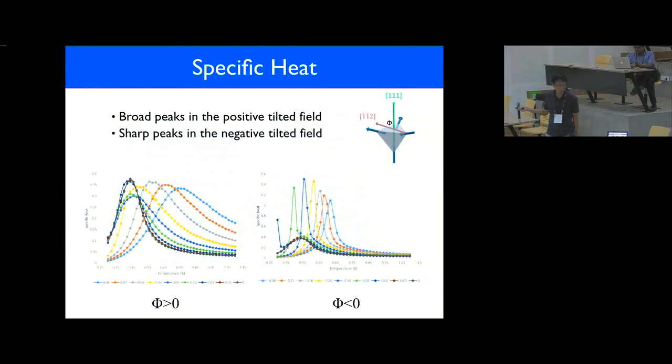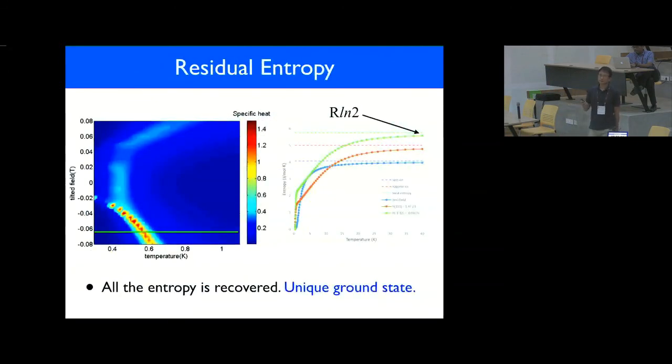Running out of time, so let me go quickly. We check if this is an ordered state, and we do see that if we go through this transition, we see a recovery of all the residual entropy. So this is a unique ground state.